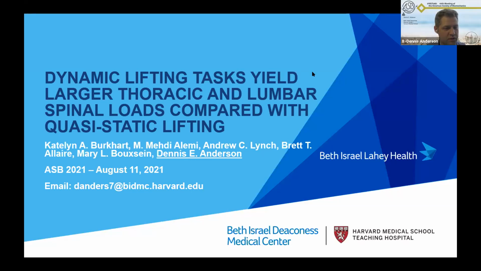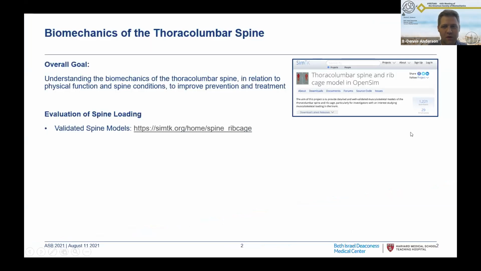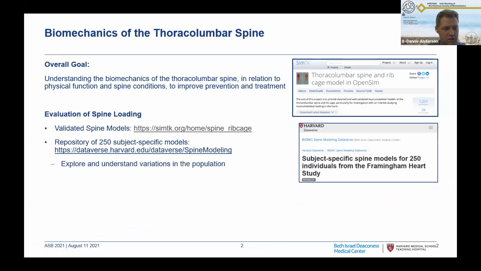All right, so I will skip the beginning slide and just go on from here. So much of the work in my lab centers on understanding motion and loading of the thoracolumbar spine. As a central part of this, over the past several years we have been developing and applying musculoskeletal models to evaluate spinal loading, as well as a repository of 250 subject-specific models from the population-based Framingham Heart Study. We can use this group of models to explore and understand variations in the population.